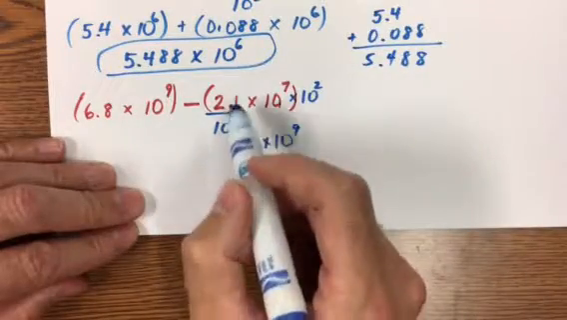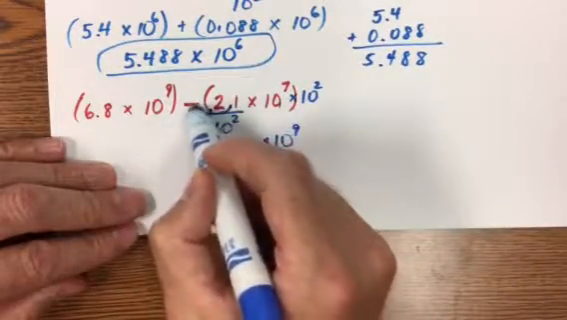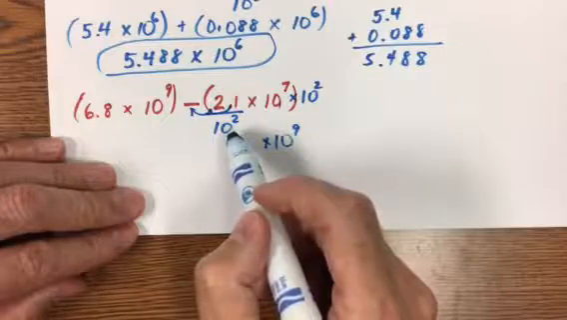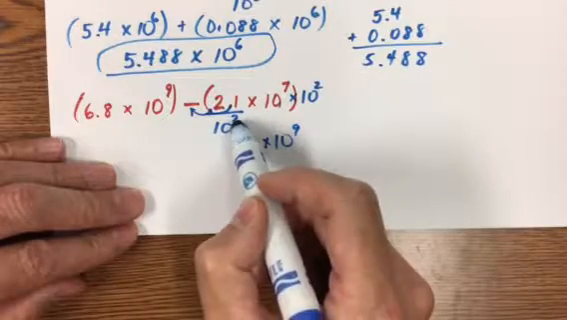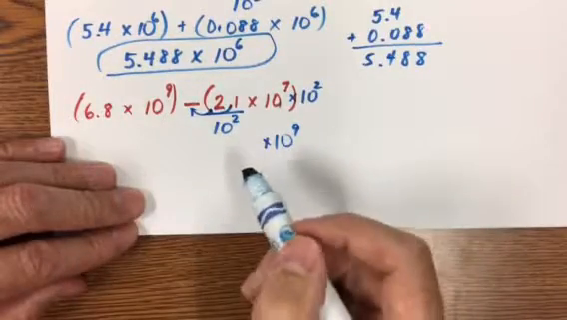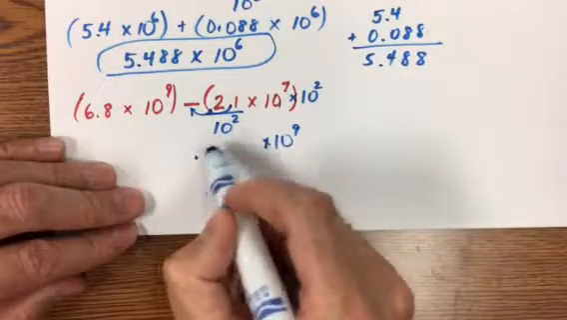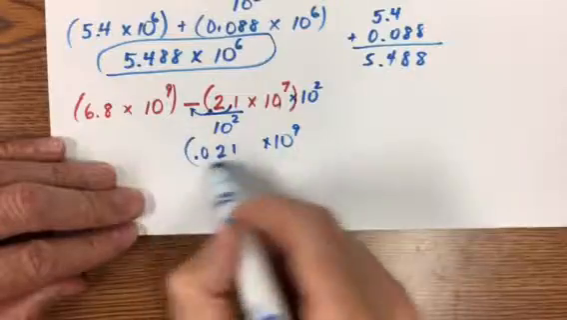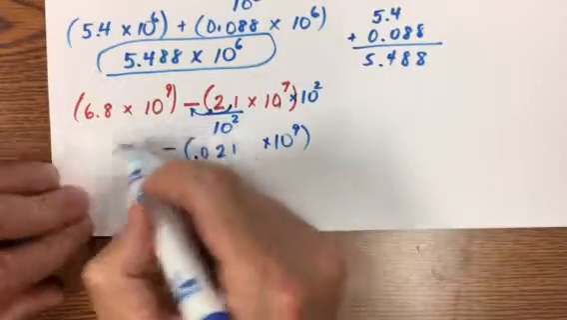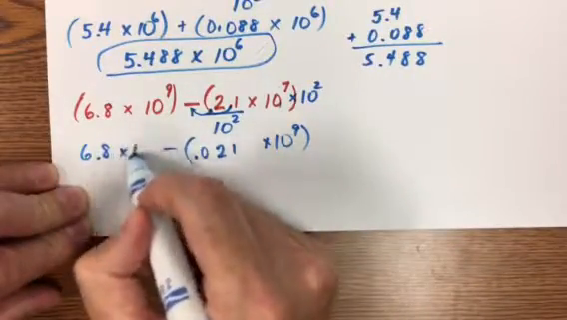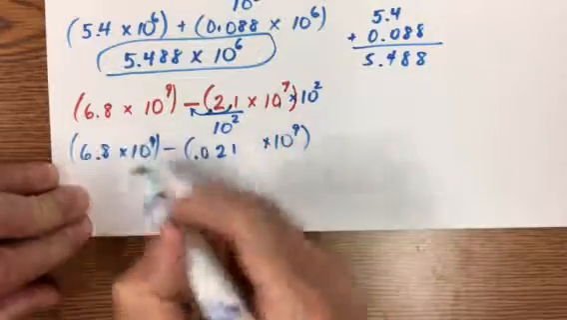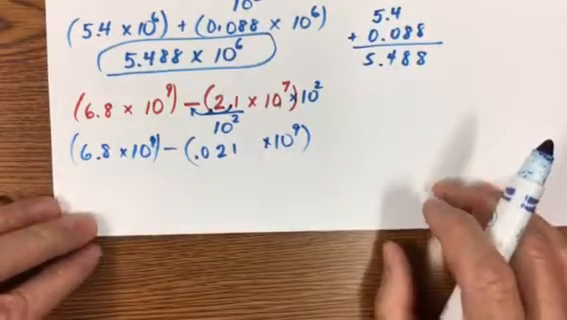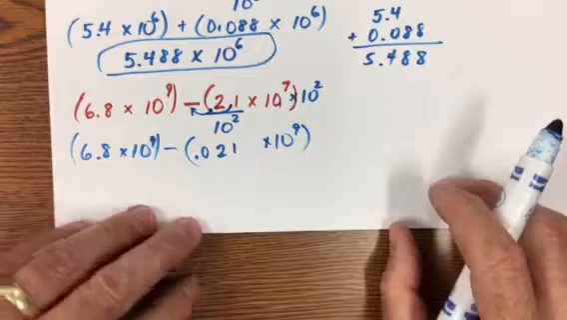And this divide by 10 to the 2nd is going to move the decimal 2 places to the left, because it's a power of 2 on the 10. So now I have 0.021 times 10 to the 9th. And I'm still subtracting 6.8 times 10 to the 9th minus 0.021 times 10 to the 9th.